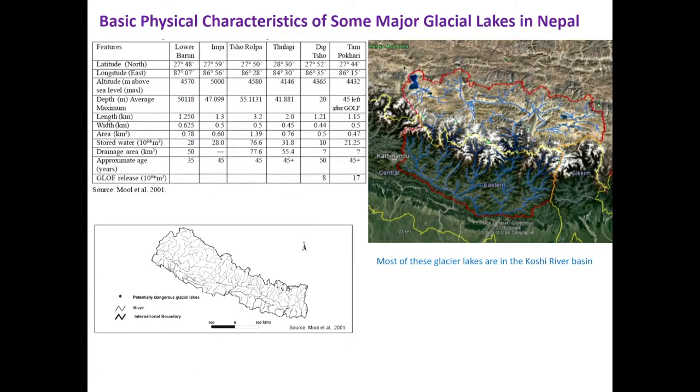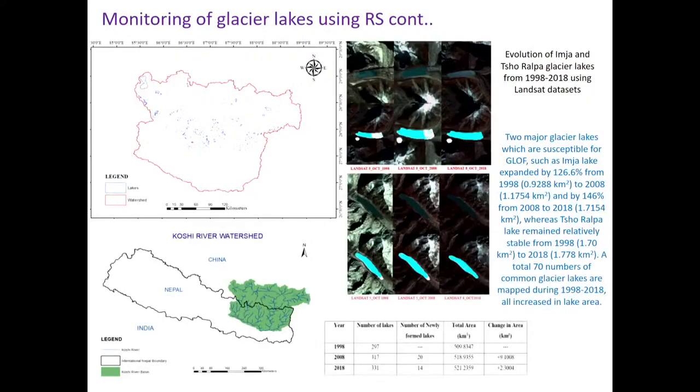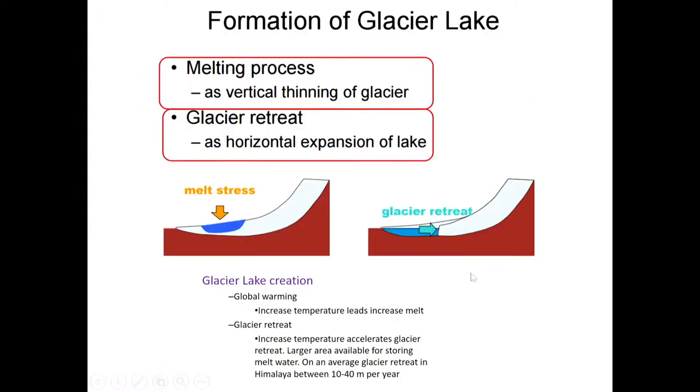And we have done a lot of studies to map the glacial lakes in this northwestern Himalayan region or the entire Himalayan region. So these are the lakes we have identified in the Kosi River basin of Nepal. So you can see how the glacial lake is changing with time. This kind of analysis we have done.